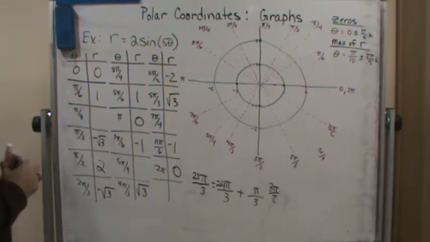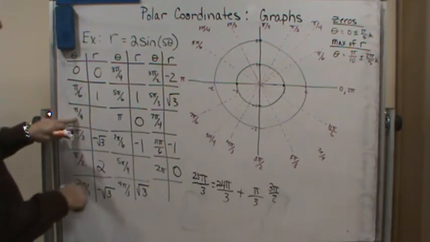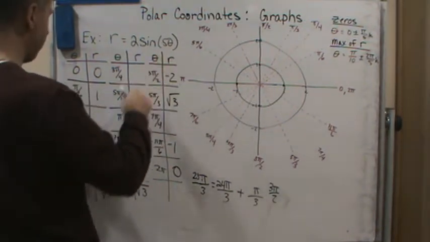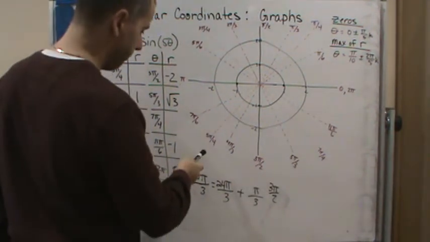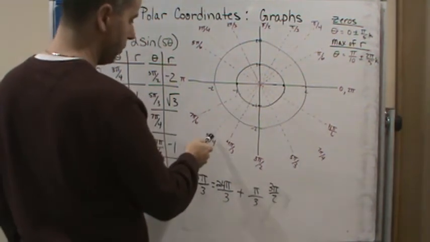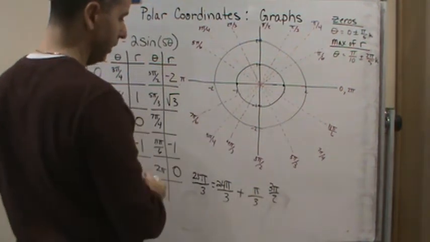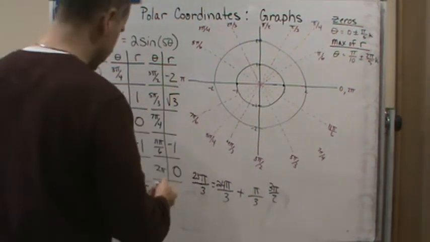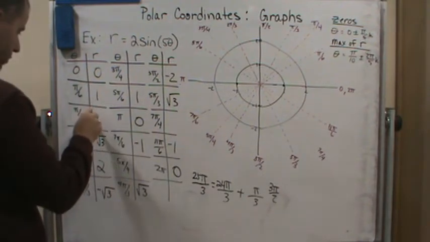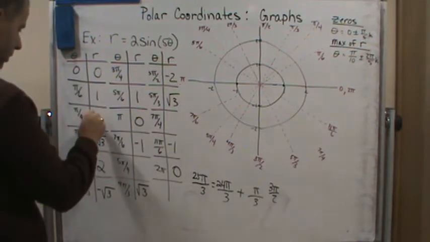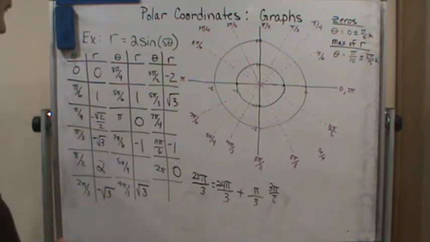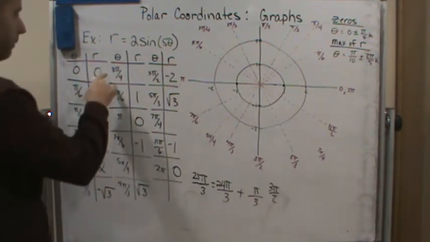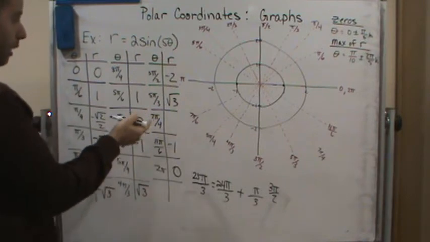Now the 45-degree angles. Well, if I put in pi over 4, this is going to be 5 pi over 4. Where's 5 pi over 4? 5 pi over 4 is right here. So this is going to be the sine of this, which is negative square root of 2 over 2. So this is going to be negative square root of 2 over 2. And then 3 pi over 4, that's going to give me 15 pi over 4.